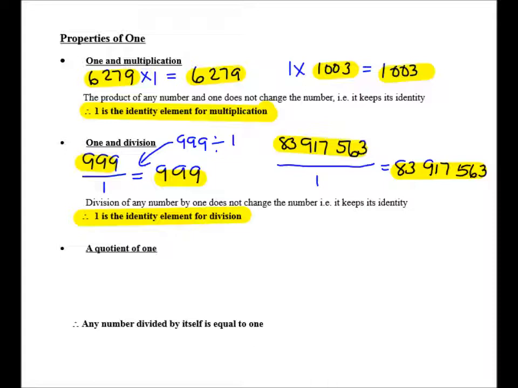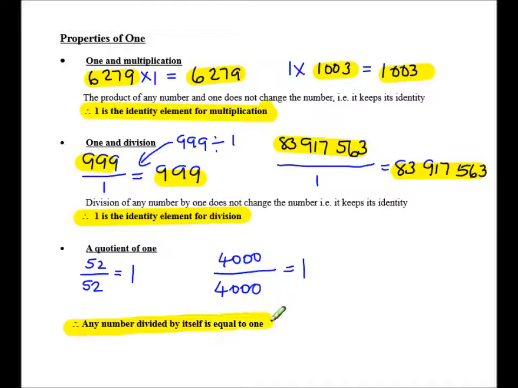How would I get a quotient of 1? So for example, 52 divided by what will give me 1? Well, 52 divided by 52 equals 1. 4,000 divided by what will give me 1? 4,000 divided by 4,000. So therefore, any number divided by itself is equal to 1.